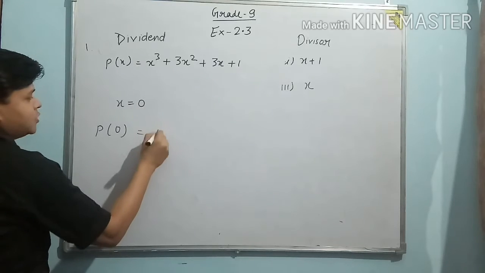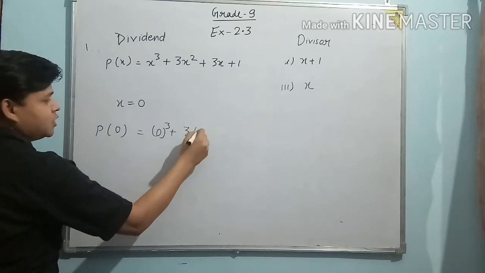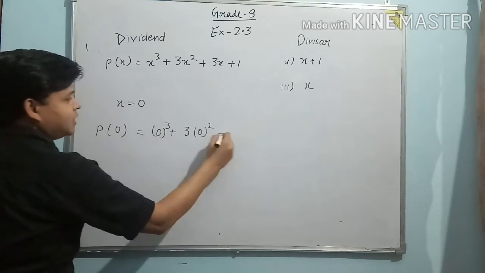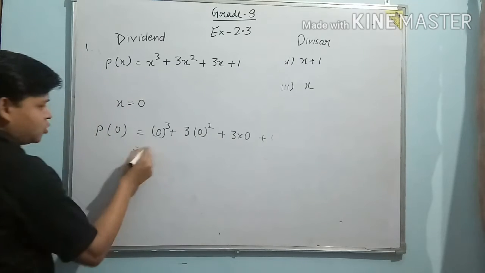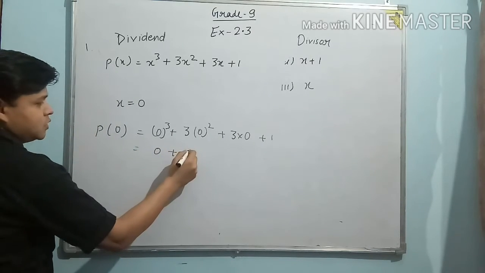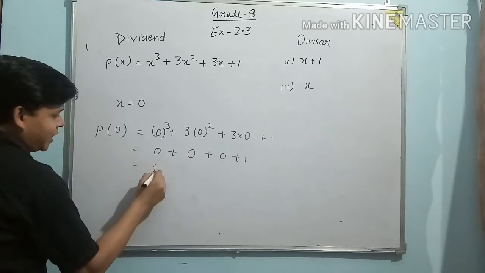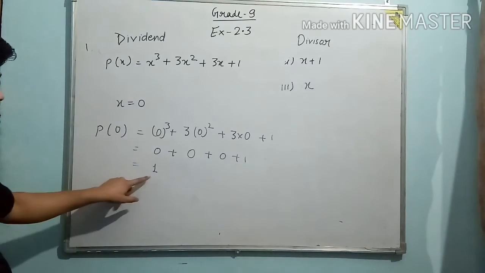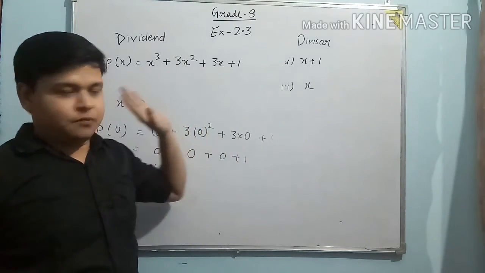So here 0 cube plus 3x square, that means 3 times 0 square, then plus 3x means 3 multiplied with 0, and plus 1. So here 0, this also 0, and plus 1. So finally you will get 1. That means 1 is the remainder when you divide this given polynomial by x.